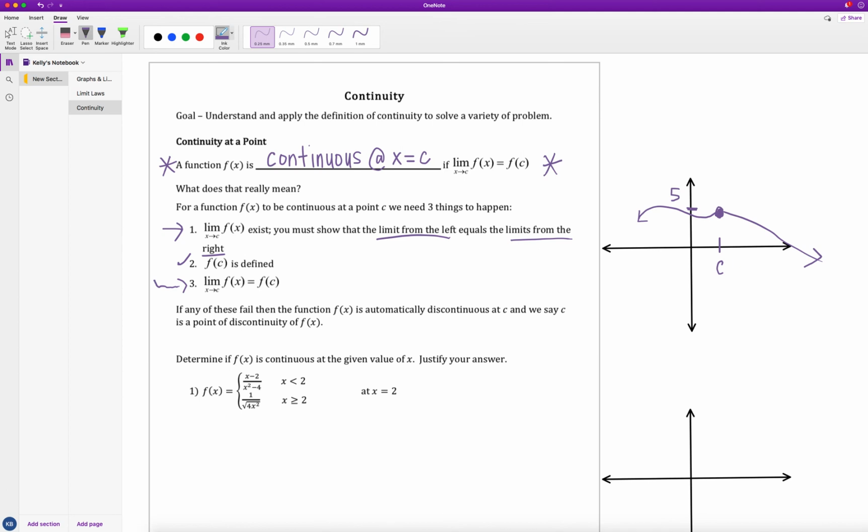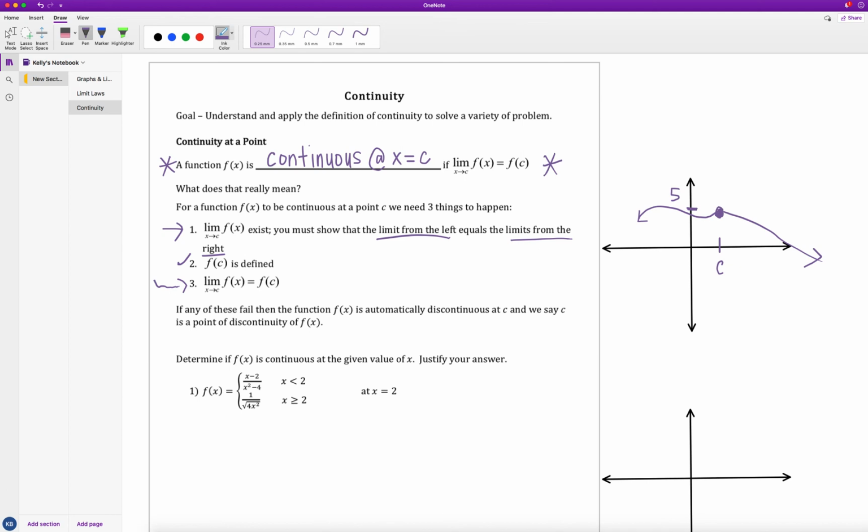Now if any of the three prior statements fails, then the function is automatically considered discontinuous at x equals c, and we say that c is a point of discontinuity. Later on we're going to talk about the different types of discontinuities, because there are different types, and we'll see examples as we draw the graphs.